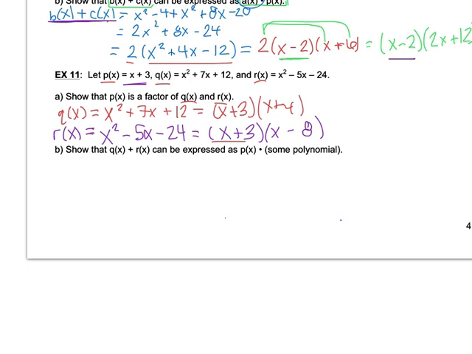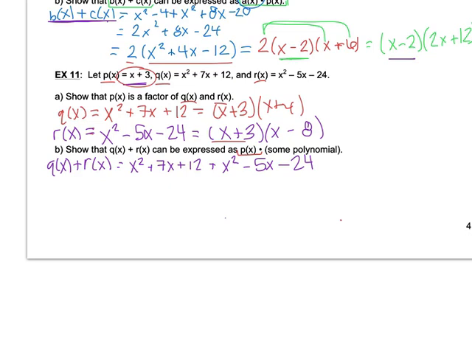Now the last one is, again, showing that the sum of q and r can be rewritten as p of x times some polynomial. So just start with what we have. Show that q of x plus r of x. Okay, well, what is q of x plus r of x? That is x squared plus 7x plus 12 plus r of x, which is another x squared, minus 5x minus 24. Okay, so that's their sum. Basically, we just want to simplify it and then factor it to show that it's p of x, which is this. Basically, you just want to simplify this and factor x plus 3 out of it, and then that proof will be done. We'll have shown that.